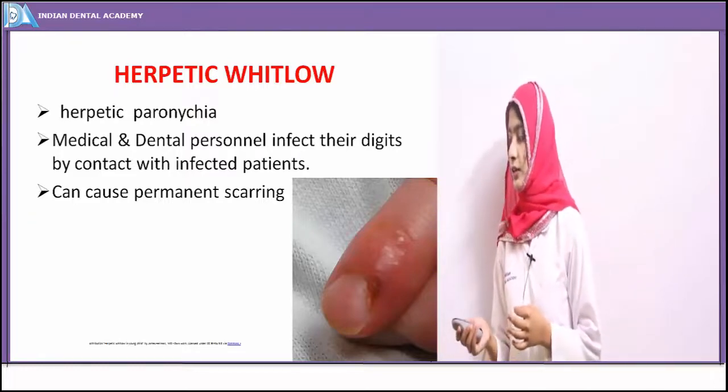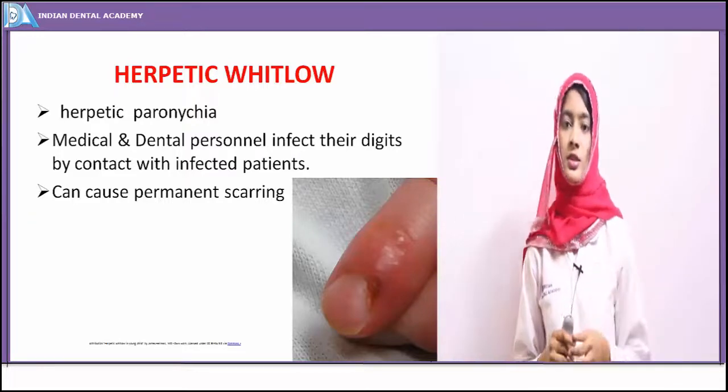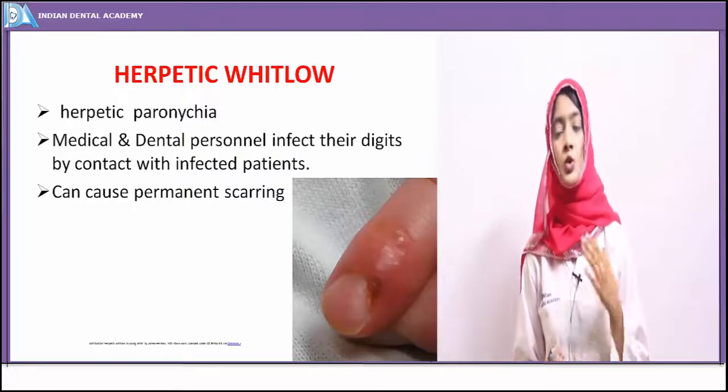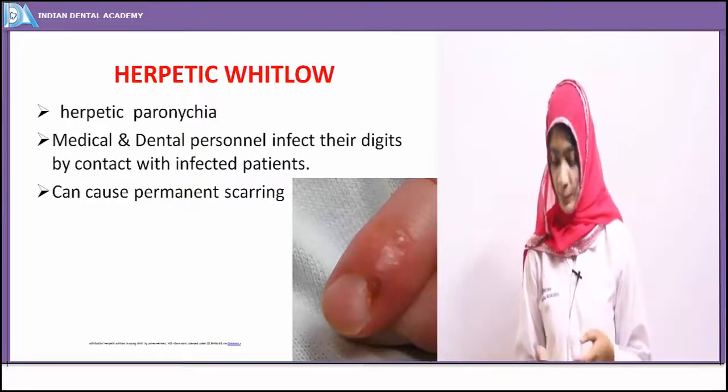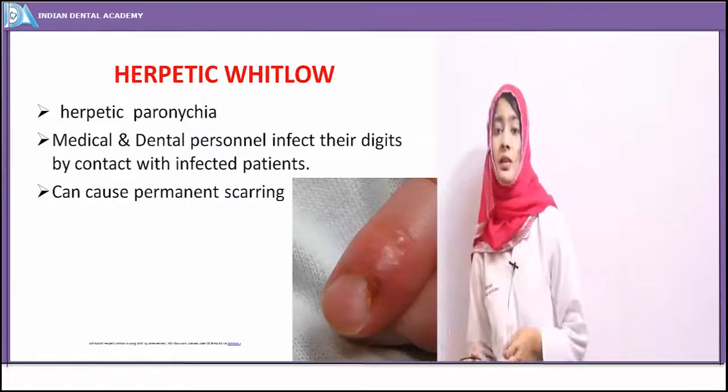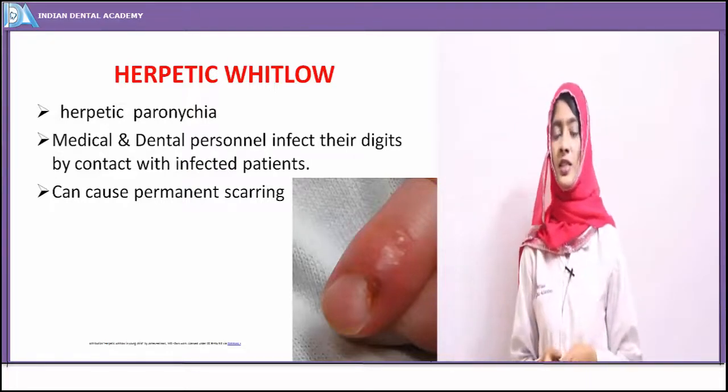So the inoculation of virus occurs on the fingers and it leads to ulcer formation and permanent scarring occurs in that area. So these are the clinical presentations of the herpes simplex virus.